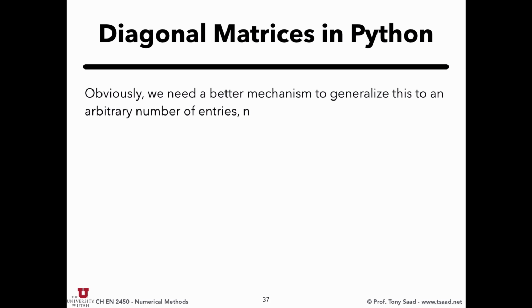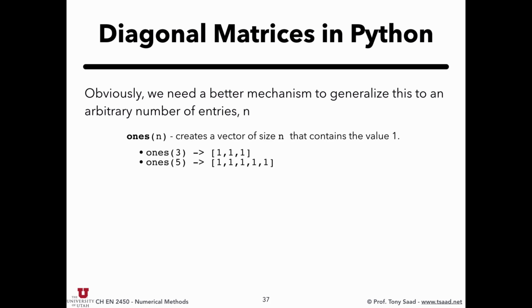So obviously we need a way to generate these lists, like we did the upper diagonal, lower diagonal, and main diagonal. We need a way to generate those for an arbitrary number of entries, n. Say n is your number of equations and number of unknowns. You can automate this with a function from NumPy called ones, just like in MATLAB you had zeros and ones. Same thing in Python. There's a function called ones, and it takes only one number, n, and creates a vector of size n that contains the value 1.